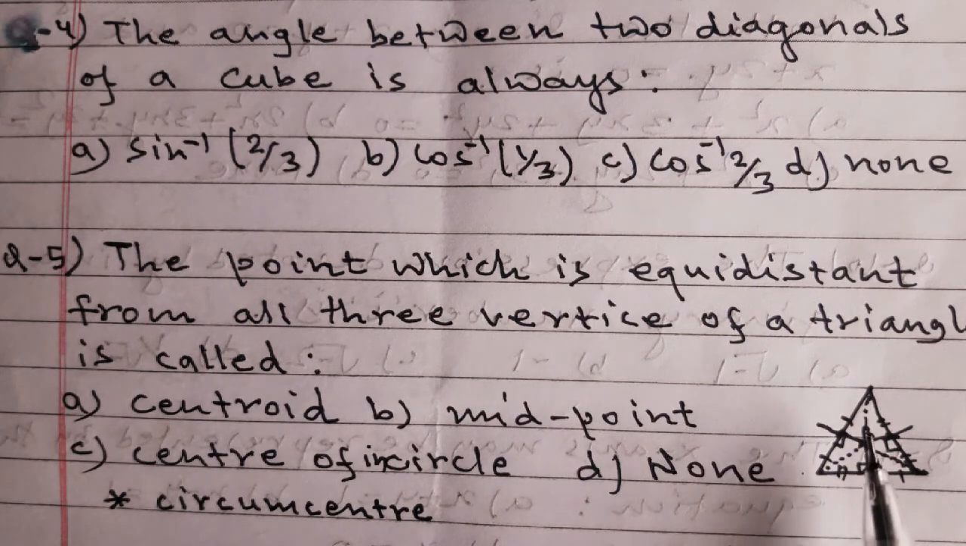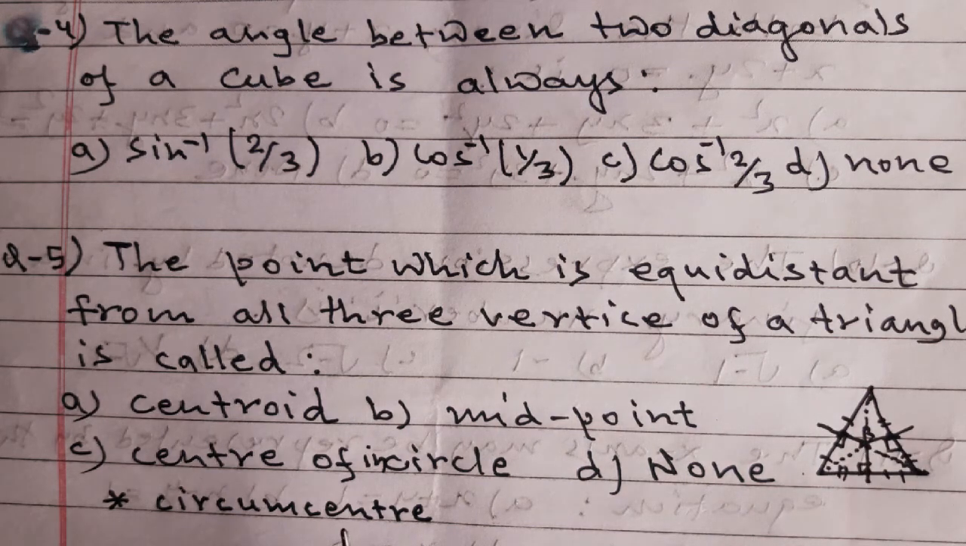Circumcenter is the point of intersection of the perpendicular bisectors of all three sides. In this figure, the perpendicular bisector of the first side, the perpendicular bisector of the second side, and the perpendicular bisector of the third side, all three perpendicular bisectors meet at a point, which is called the circumcenter.